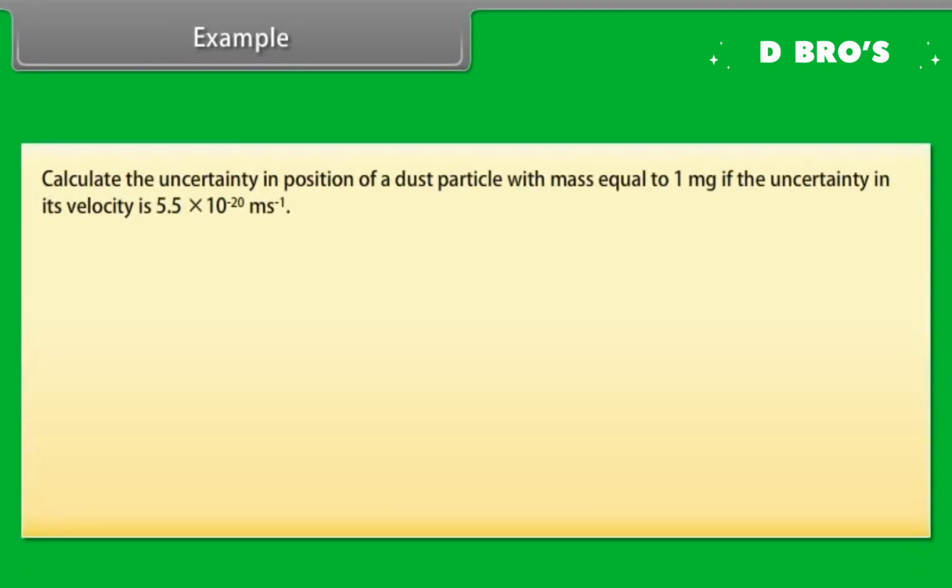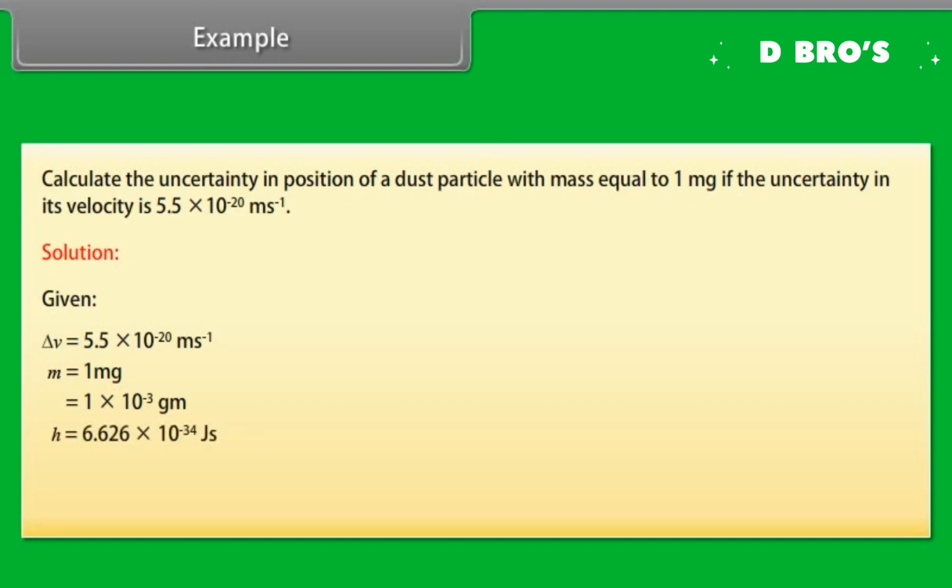Example: calculate the uncertainty in position of a dust particle with mass equal to 1 mg if the uncertainty in its velocity is 5.5 into 10 raised to the power minus 20 meter per second. Solution. Given: delta v is equal to 5.5 into 10 raised to the power minus 20 meter per second. m is equal to 1 milligram, which is equal to 1 into 10 raised to the power minus 3 gram. h is equal to 6.626 into 10 raised to the power minus 34 joule second.